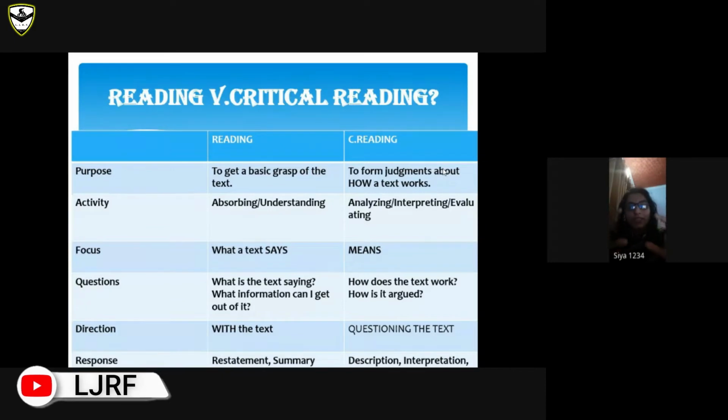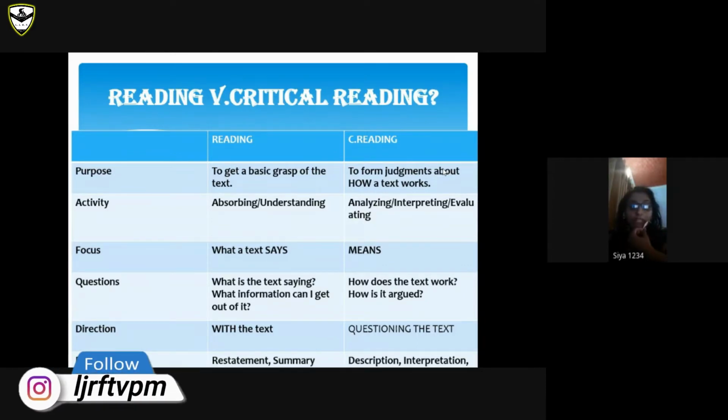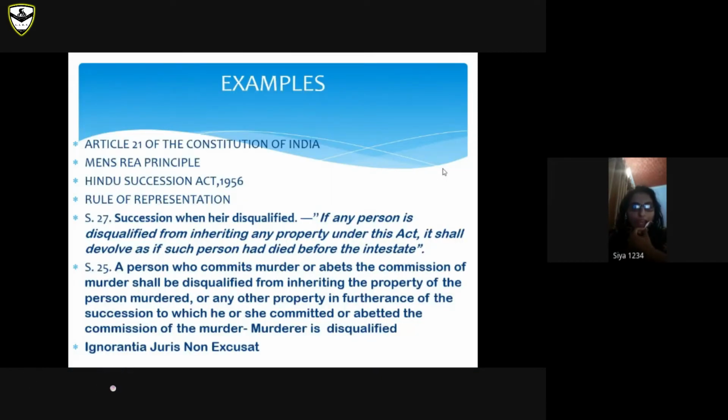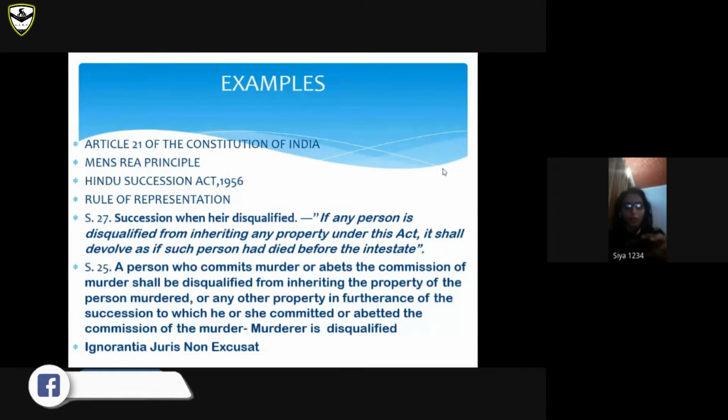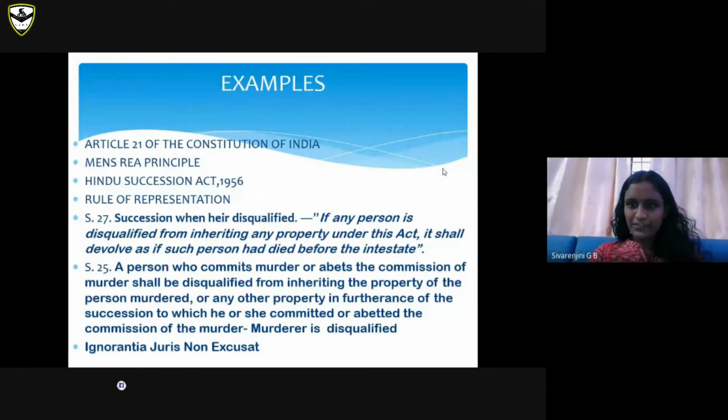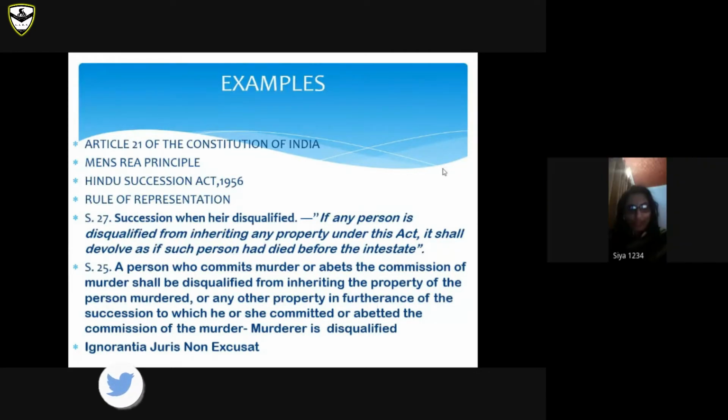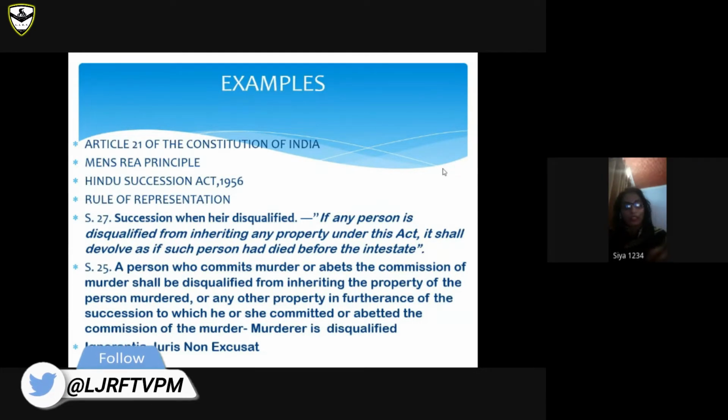The first thing that comes, of course, is case comment writing. More than that, Article 21 of the Indian Constitution. What is written in Article 21 of the Indian Constitution? Anyone? No person shall be deprived of his personal liberty. Yes, Shivanjali, correct. Procedure established by law.